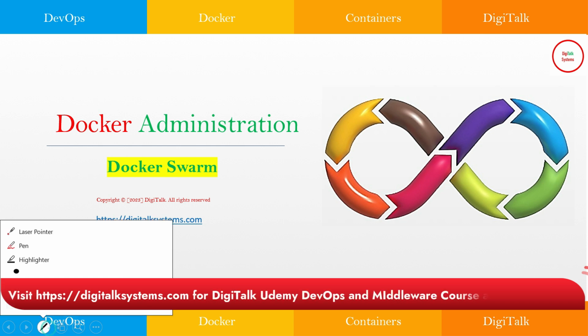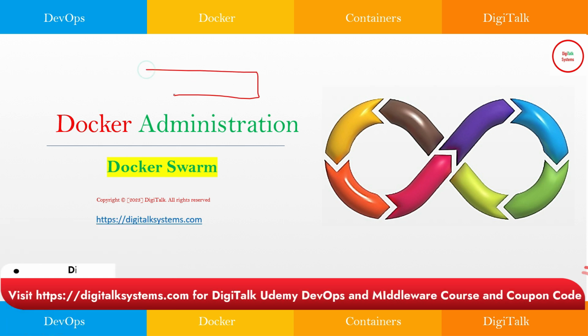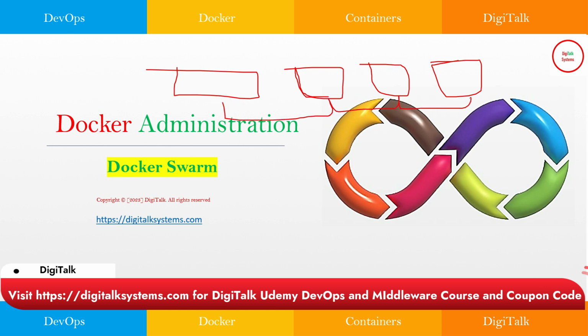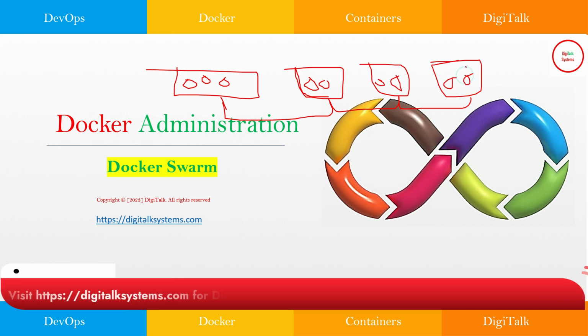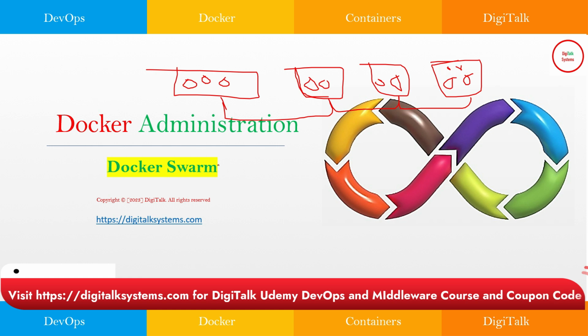Let me explain quickly. For example, you have different hosts. We have host 1, which we can refer to as node 1, node 2, node 3 and node 4. Okay, so these are the four nodes. It can be your virtual machine, it can be your physical server, where we have multiple Docker containers running on each and every node, right? Like this one.